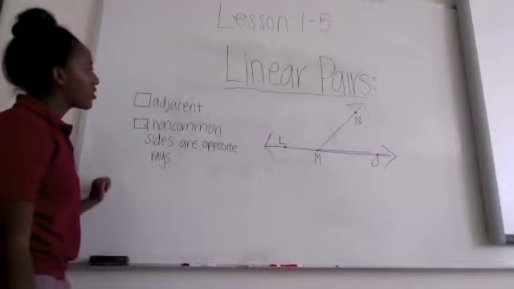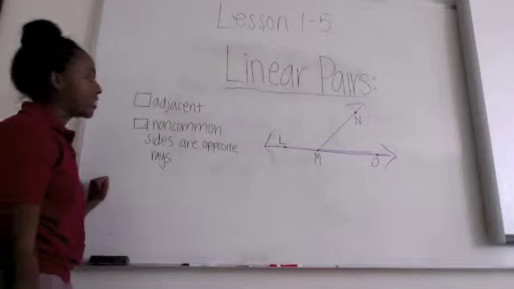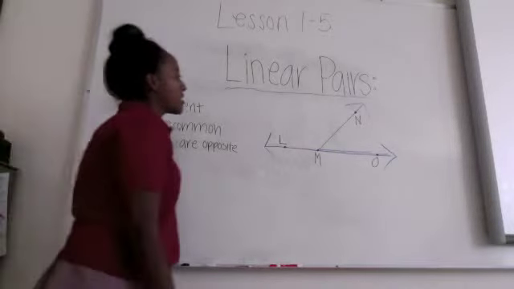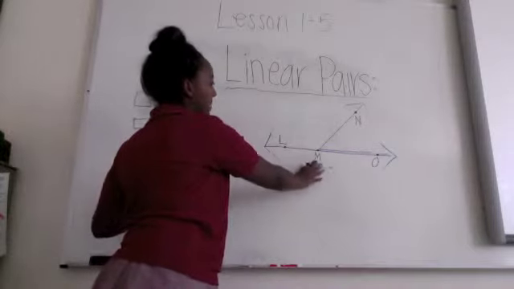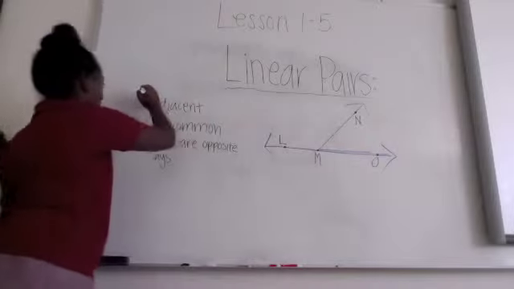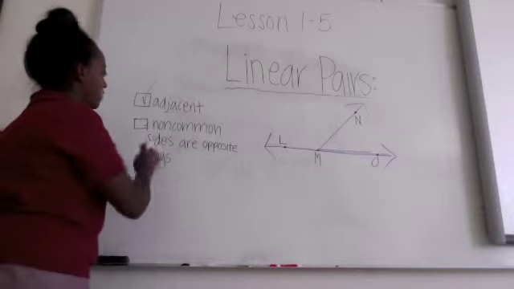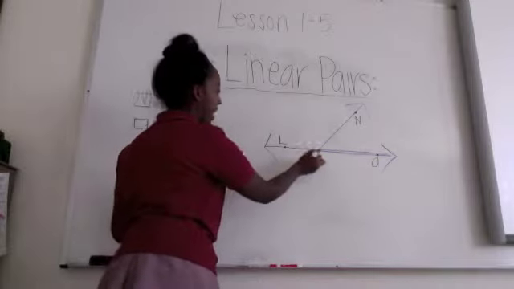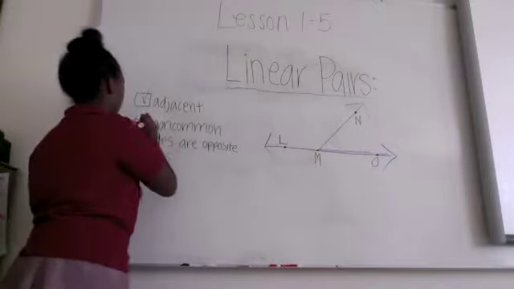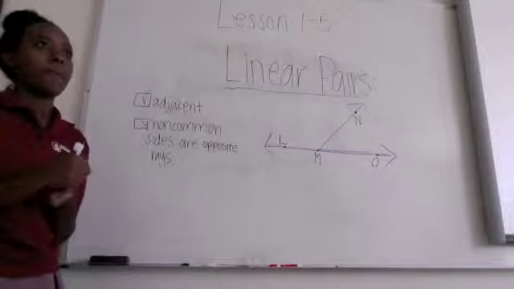To know whether or not you have a linear pair, you need to check if you have an adjacent angle, which means that they share a common vertex, which in this case is M, and a common side, which is MN. They also need to have non-common sides, which are opposite rays, which in this case is LM and MO, making this a linear pair.